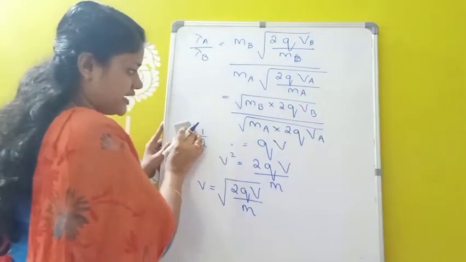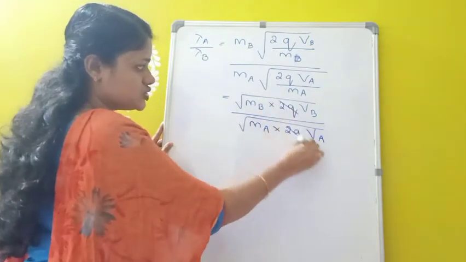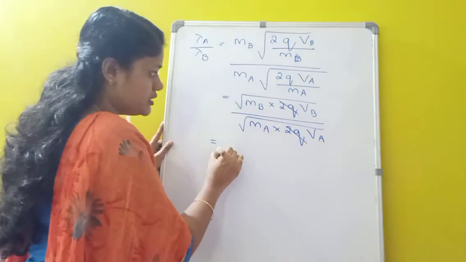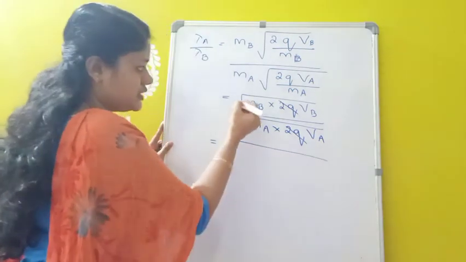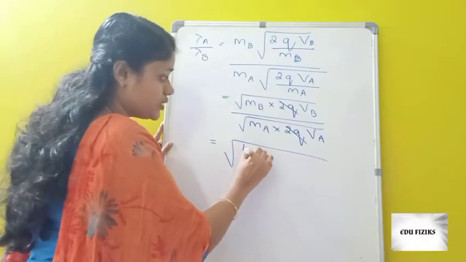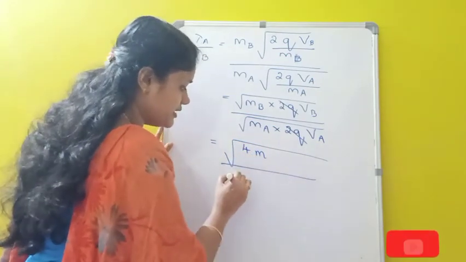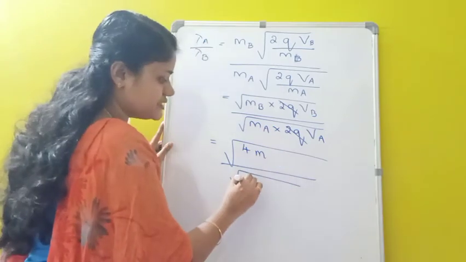Okay, now we can cancel the equal terms. This root 2q and this root 2q will cancel, remaining we have root of Mb, which is 4m I think, divided by root 4m, divided by here root of Ma, which means simply m.